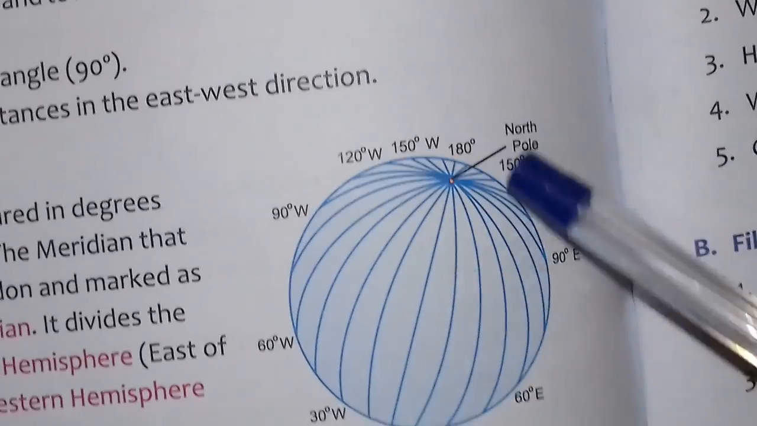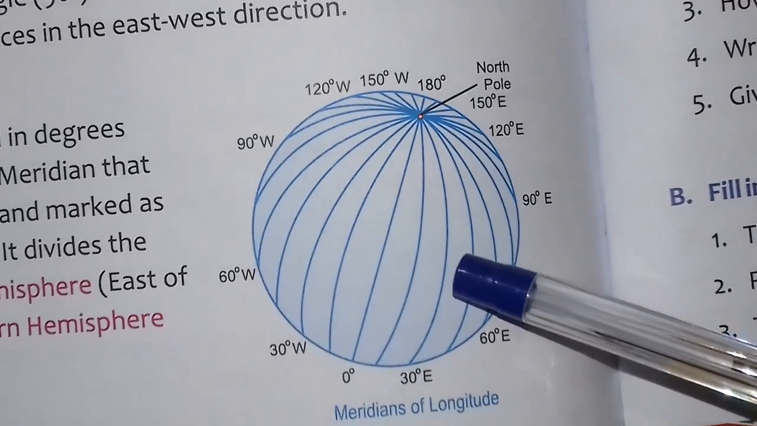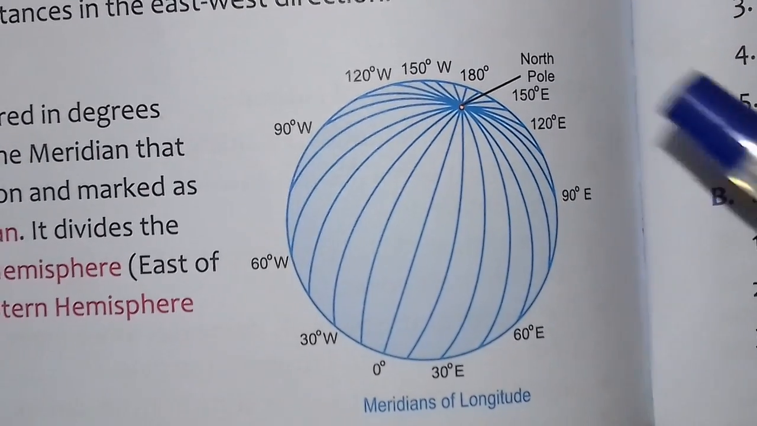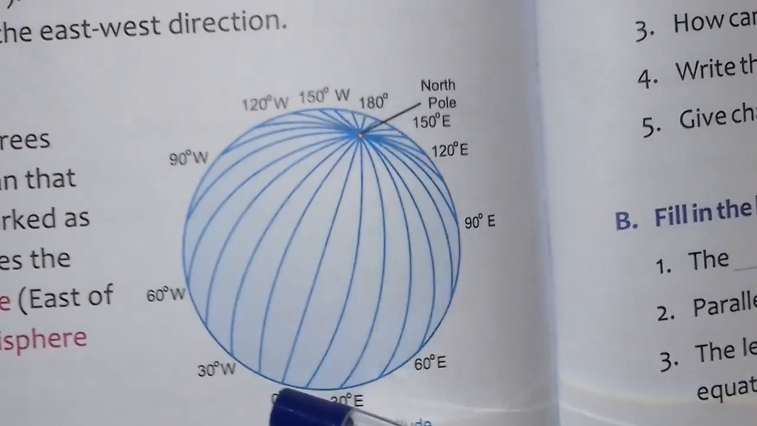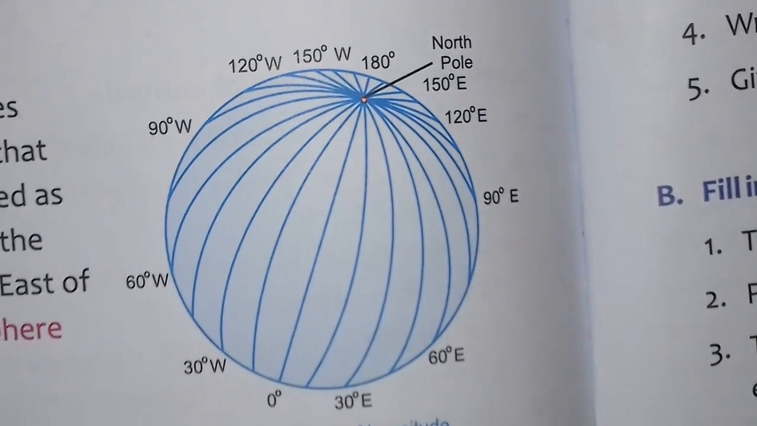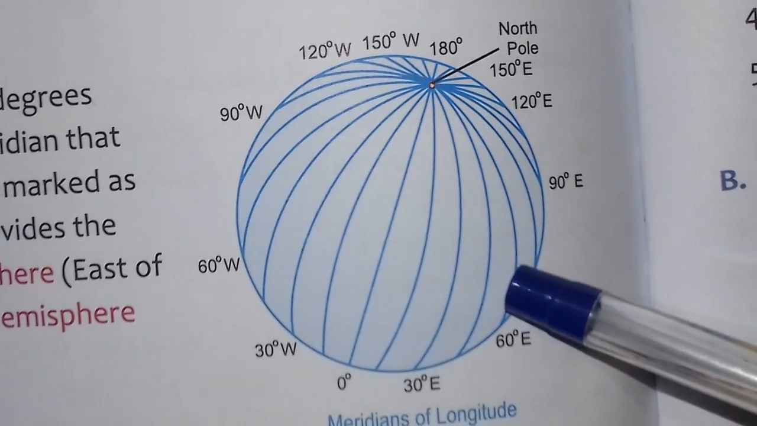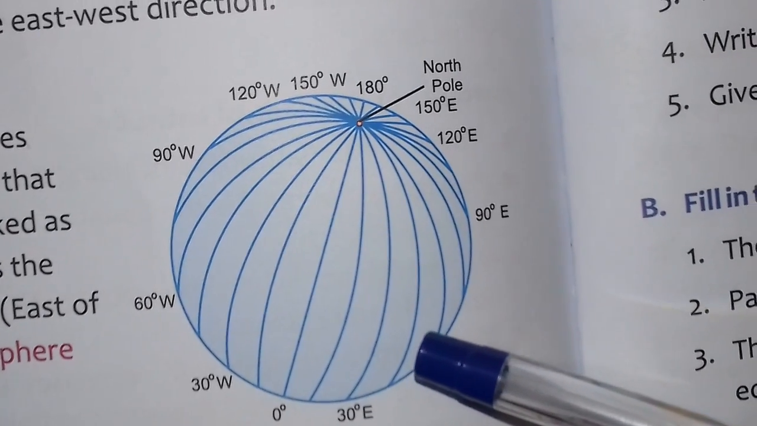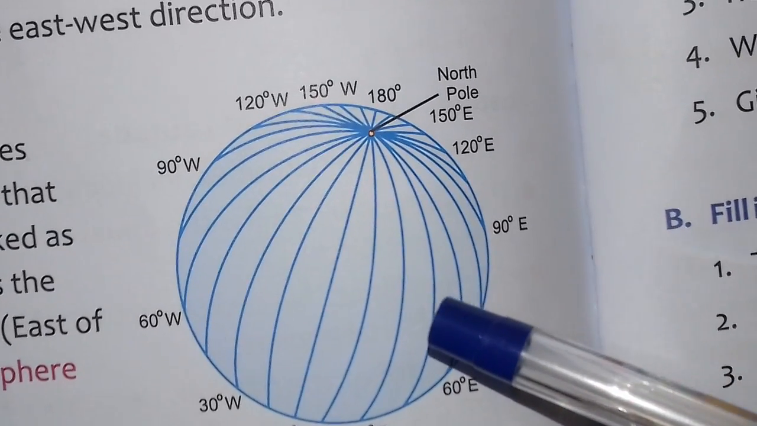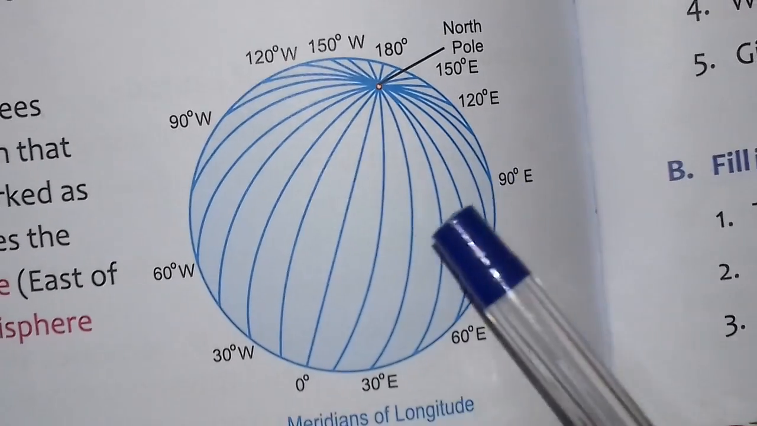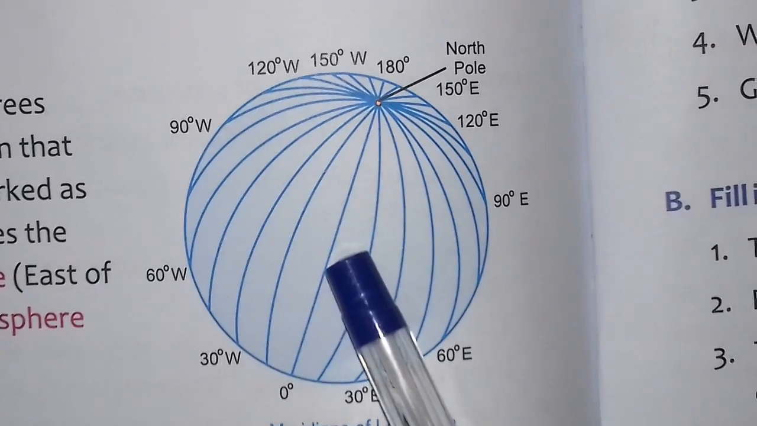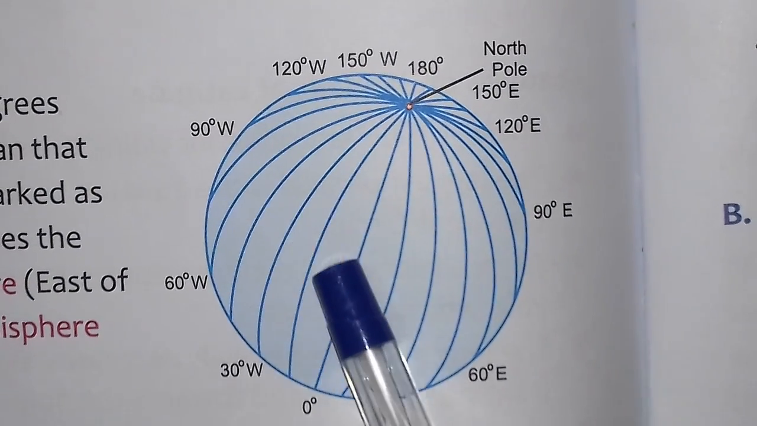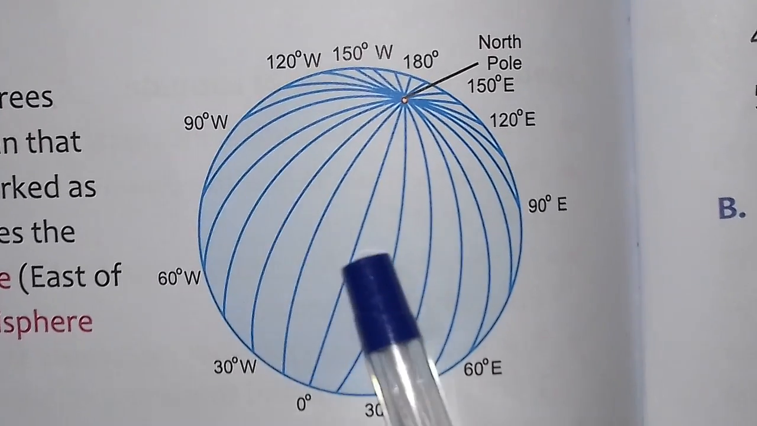Now I am telling you the characteristics of meridians of longitude. All the meridians are of the same length and they meet at the poles. Meridians opposite to each other may form great circles and can divide the earth into two equal halves. Due to the shape of the earth, the distance between two longitudes is greater at the center.